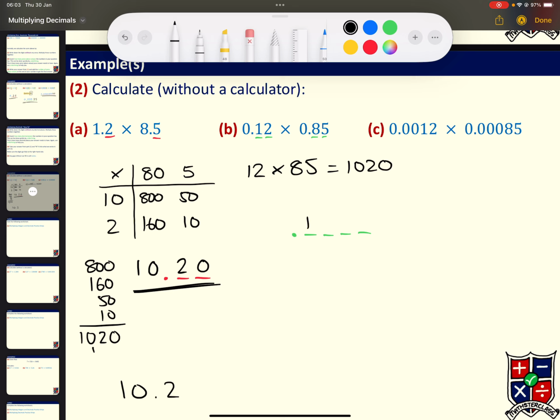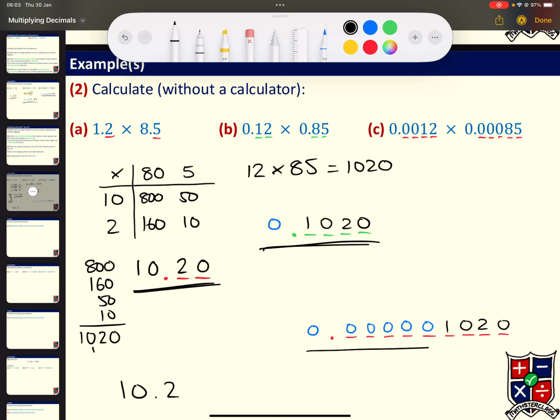Second question, 2 decimal places and another 2 here gives us 4 decimal places in our answer, and that 1020 is going to fit in nicely there with an extra 0 at the front. And lastly, 4 decimal places in the first number, 5 decimal places in the second number, giving us a grand total of 9 decimal places in our answer. The 1020 will fit in at the end, and then we have 5 zeros after the decimal point and 1 0 before the decimal point, giving us our final answer there. Done.